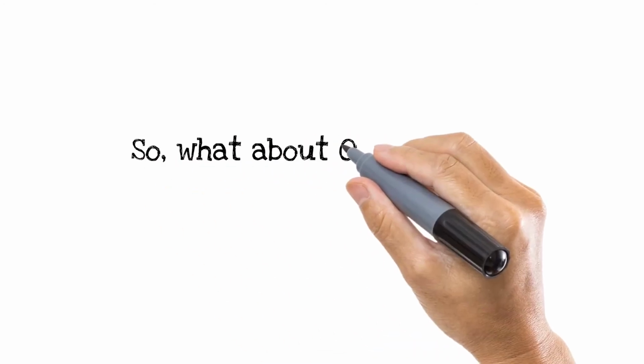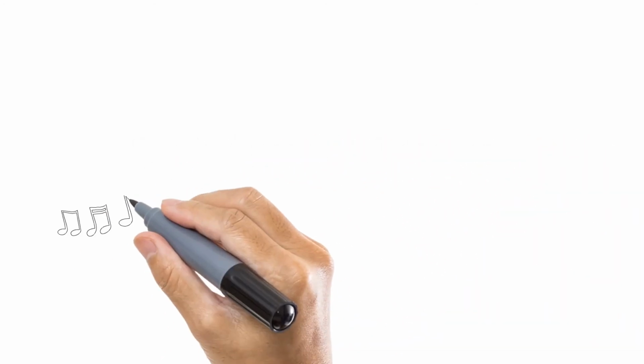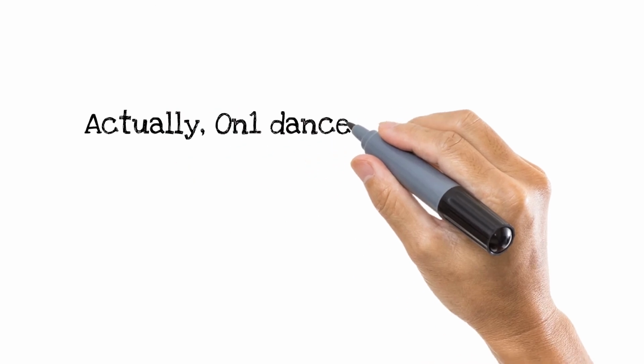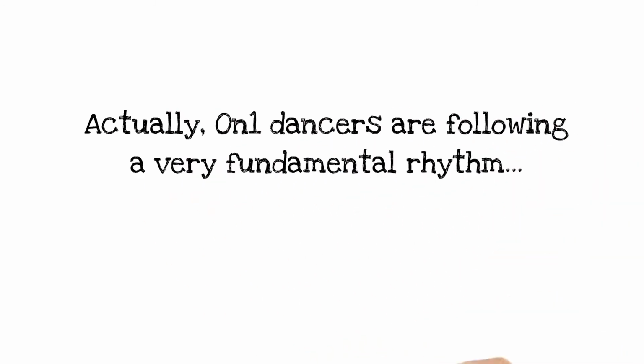So what about On1 dancers? Are they simply following the melody, or are they actually following one of the many rhythmic patterns in the music? Actually, On1 dancers are following a very fundamental rhythm. How so? Stay tuned for part 2.